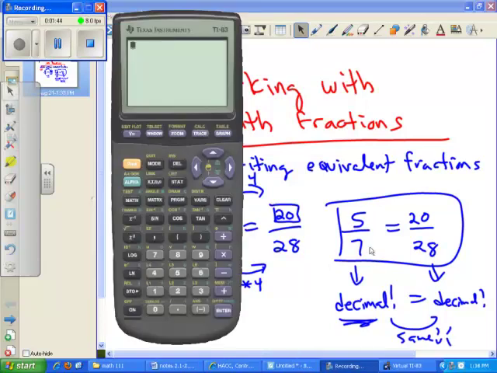Let's practice, see if we agree. So 5 out of 7, the calculator is going to spit out a decimal, 0.714. 20 out of 28, if we did it right, bam, 0.714. And here's another mental check.